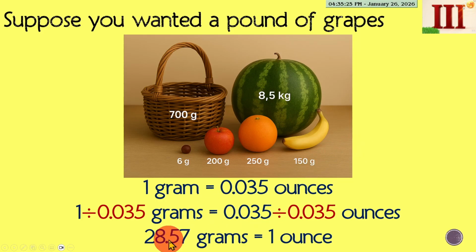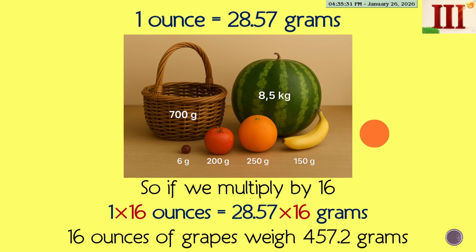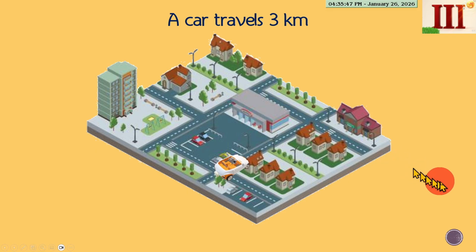So now that I know what 1 ounce is, I just multiply by 16. When I multiply by 16, I'm going to get 16 ounces, which is a pound. And when I multiply 28.57 by 16, I'm going to get 457 grams, which is pretty much almost half a kilo.